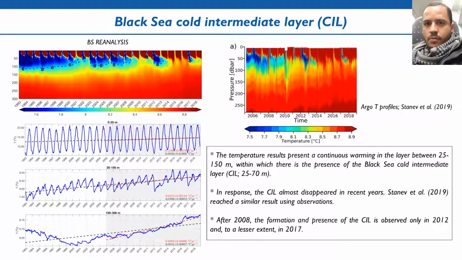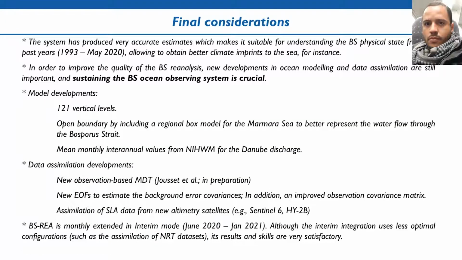As final considerations, the system has produced very accurate estimates, which make it suitable for understanding the Black Sea state in recent past years, allowing us to obtain better climate inputs. But in order to improve the quality of the Black Sea reanalysis, new developments in ocean modeling and data assimilation are still important. And sustaining the Black Sea Ocean Observing System is crucial.